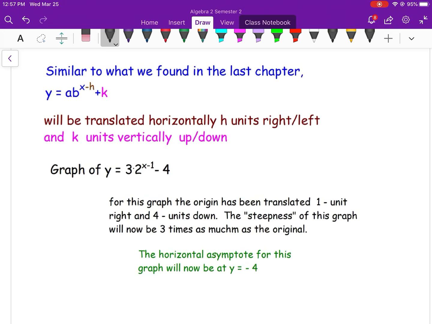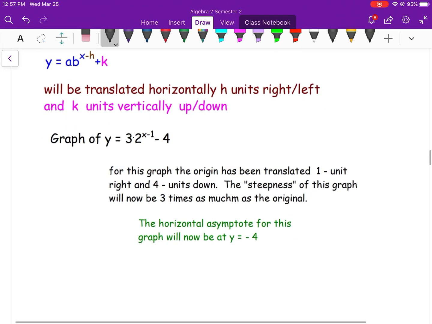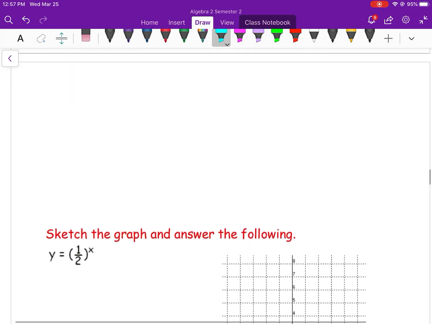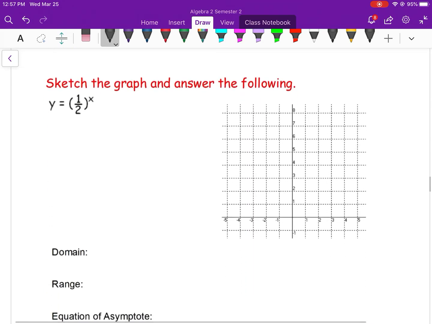H and k again we see in this chapter. H is that horizontal shift, k is that vertical shift. So if we look at this function here, y is equal to 3 times 2 to the x minus 1 minus 4. This with the x minus 1, that's saying I'm going to have a shift right 1 unit and a shift down 4 units with that minus 4. Okay. So then again, a, that's kind of that stretching that we do. And then in exponential functions, that horizontal asymptote is always going to come from that k value.